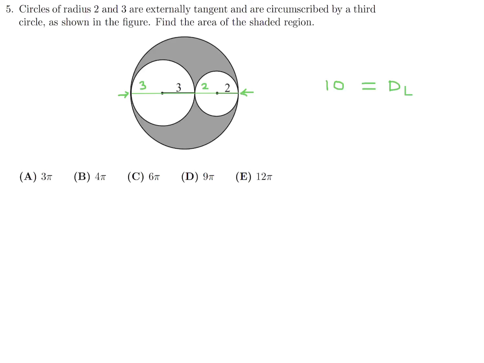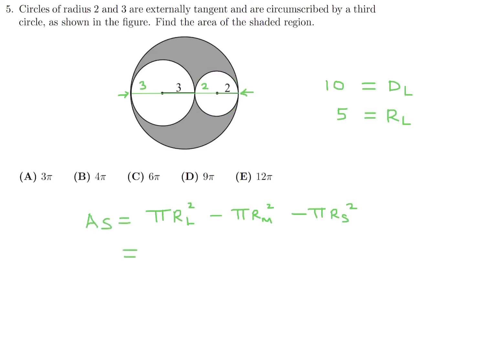So I'll write DL, diameter of the large. So if that is the diameter, the radius of the large will be 5, correct? So this question wants the shaded area. So that would be pi r squared, large one, minus pi r medium, this guy right here, minus pi r small squared, this guy right here. And if you do that, you'll get the area of the shaded region, AS.